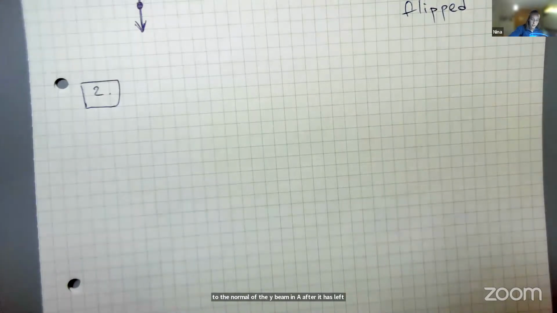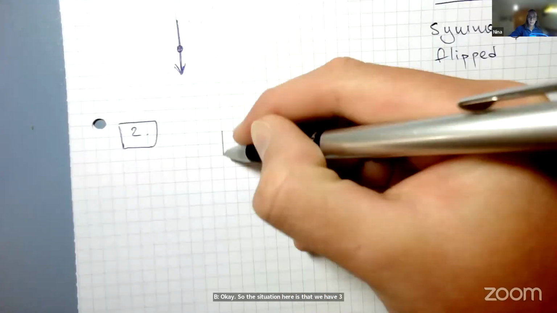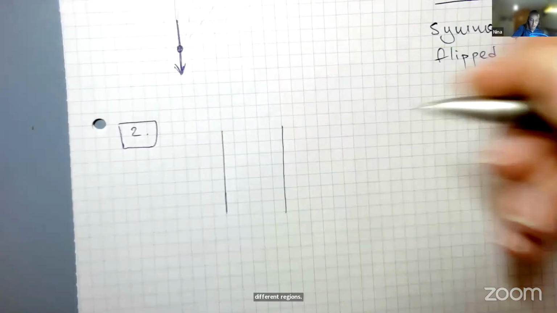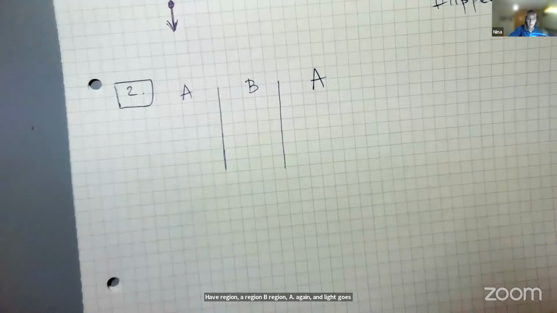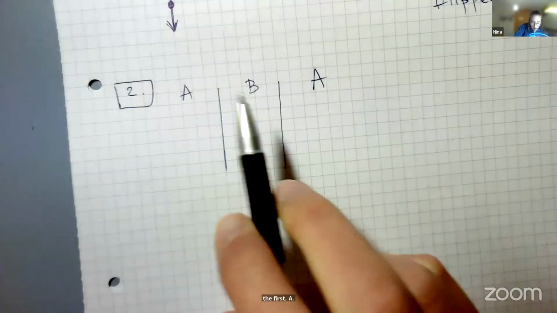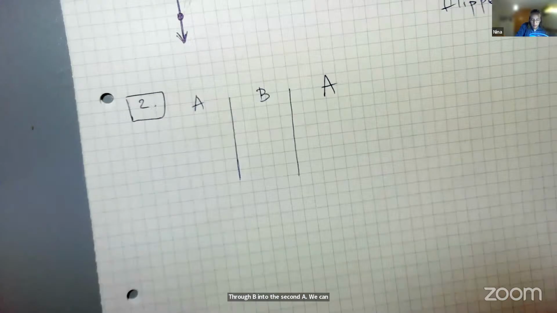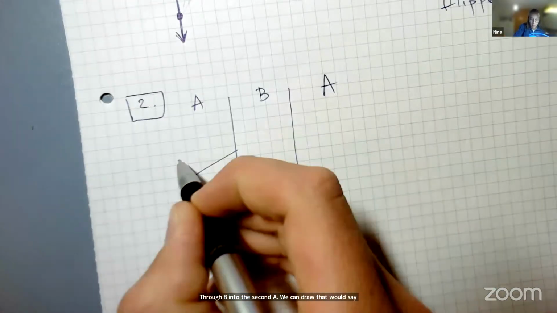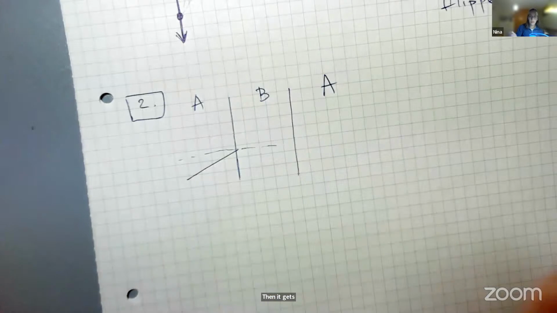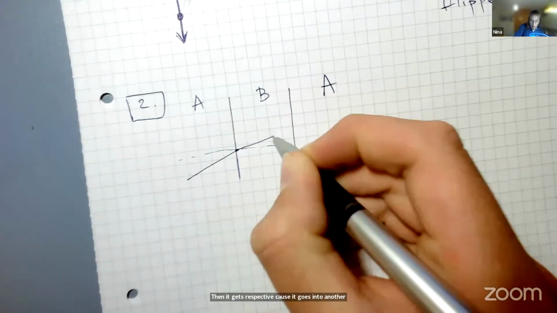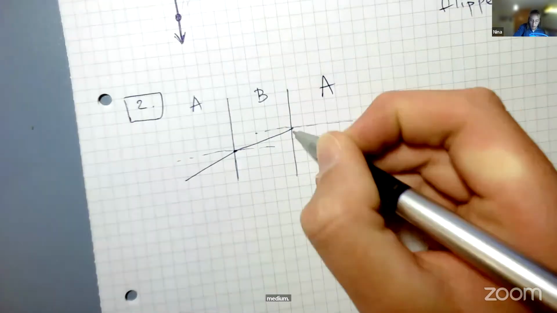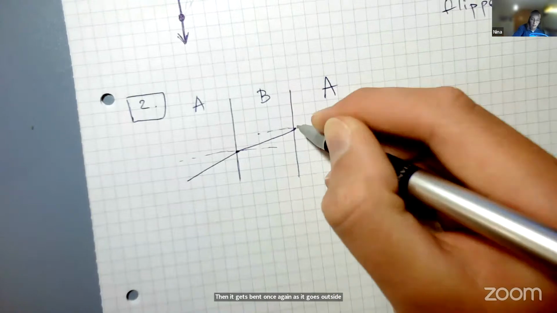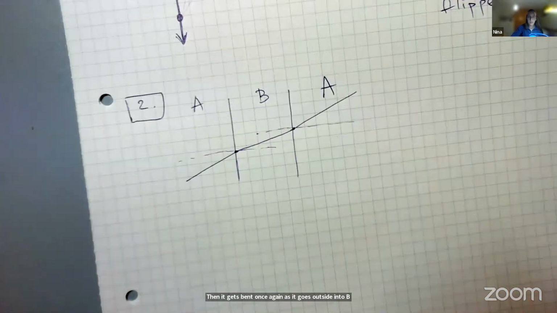Okay, so the situation here is that we have three different regions. Have region A, region B, region A again. And light goes from the first A through B into the second A. We can draw that. Let's say the light is incident here, then it gets refracted because it goes into another medium. And then it gets bent once again as it goes outside into A. All right, so this is the path of the light beam.